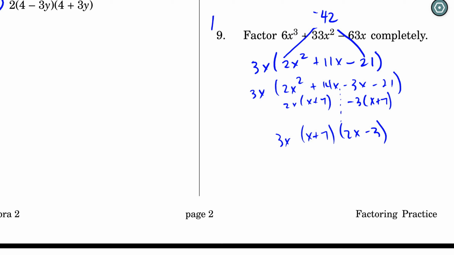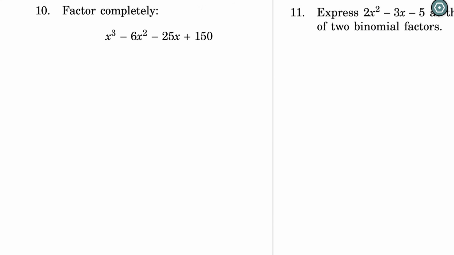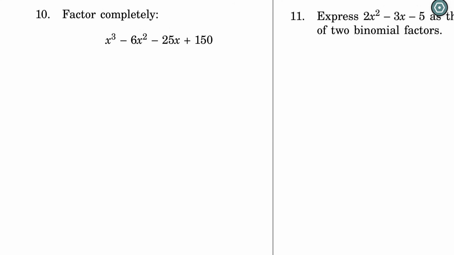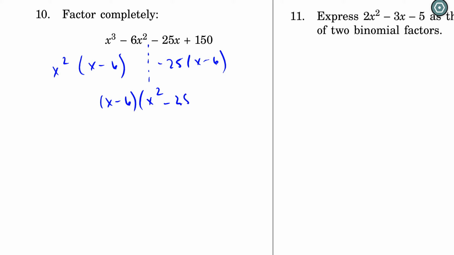That's probably as hard as they would get. On your next full period quiz, I'd expect something on that level. Number 10 is grouping again. So I have x squared times x minus 6, minus 25 times x minus 6. So I have x minus 6, x squared minus 25.